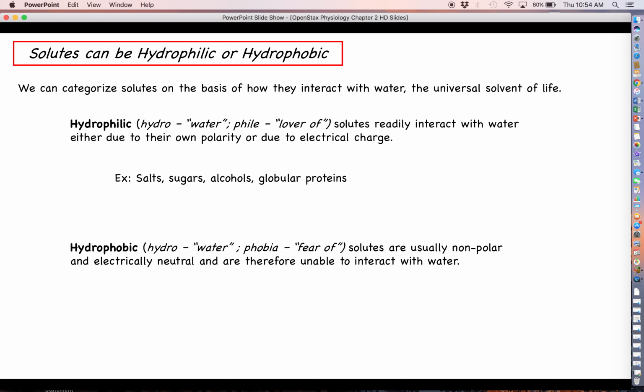Now, if you've got a hydrophobic solute, then you're dealing with a type of solute that is not going to want to dissolve in water. It's not going to want to interact with water. If you break down the roots of this word, hydro again means water, and phobia means fear of. If you've got a phobia about something, you're scared of it. An arachnophobe is scared of spiders. Agoraphobia is fear of open places.